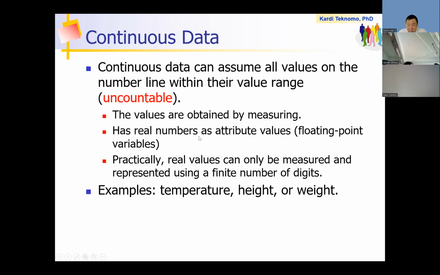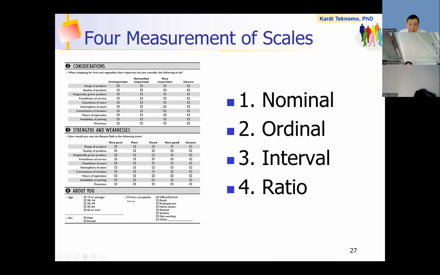In contrast, we have continuous data. Continuous data assume all values on the number line, so they are uncountable. Continuous data are real numbers or floating points, for example temperature, height, weight, and so on. These are continuous data.